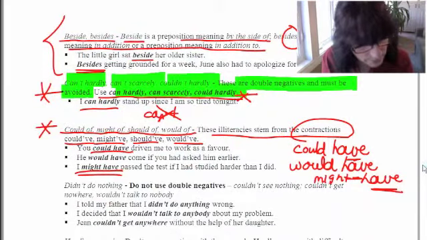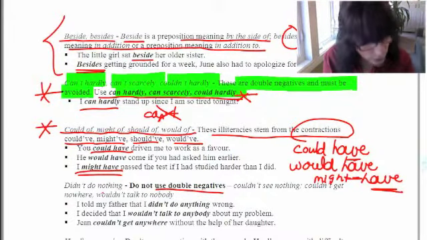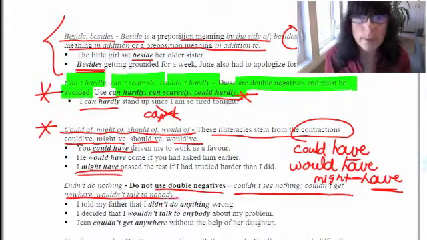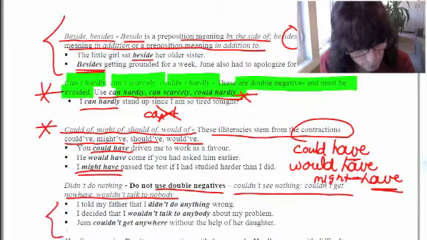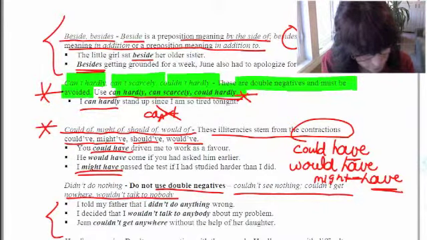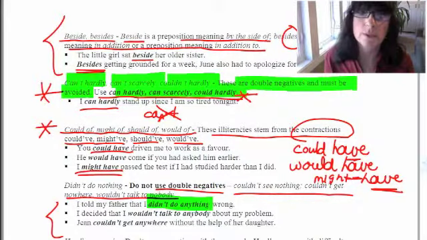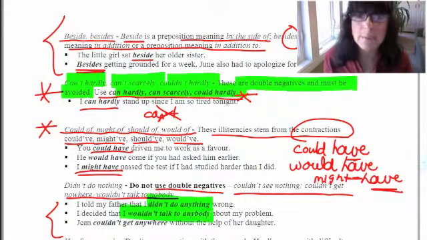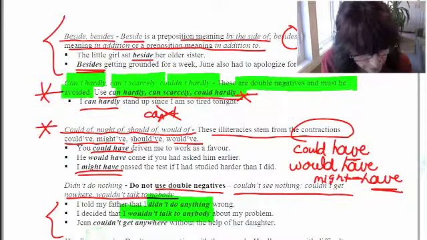Another abusage, didn't do nothing. Again, this is a double negative. Didn't is already a negative and nothing is a negative. So you would not use terms like I couldn't see nothing, I couldn't get nowhere, I wouldn't talk to nobody. They're double negatives. So to correct these, what you would say was, I told my father that I didn't do anything. You wouldn't say I didn't do nothing, but I didn't do anything. I decided that I wouldn't talk to anybody. You can't say I wouldn't talk to nobody. I wouldn't talk to anybody. And you're already using the negative here. She couldn't means could not.